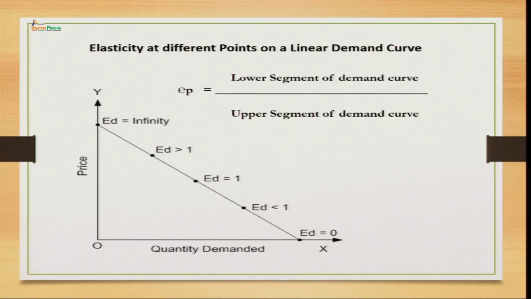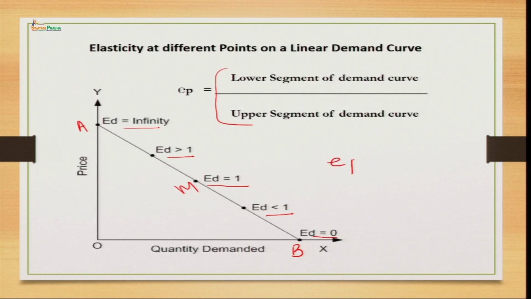Here in this curve I have shown the different points of elasticity we have studied. When the demand curve is linear, we have this formula to calculate elasticity of price. Suppose I name these points A, B, and this is M. At the middle point we have elasticity equal to 1, above this we have elasticity greater than 1, and then infinity, and below this we have elasticity less than 1, and then elasticity equals 0. In this formula we use the lower segment of the demand curve upon the upper segment of the demand curve.